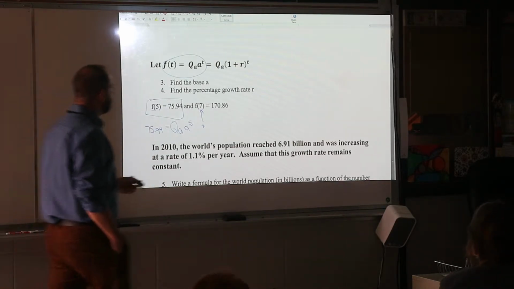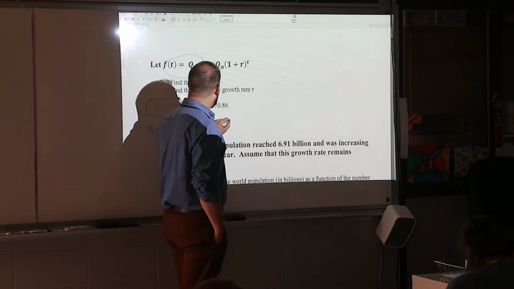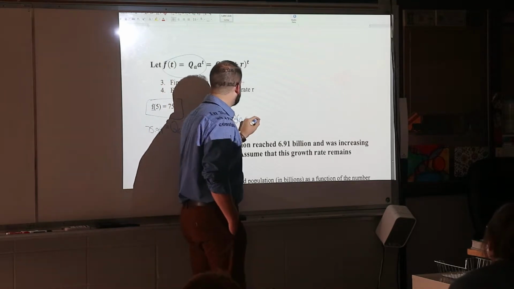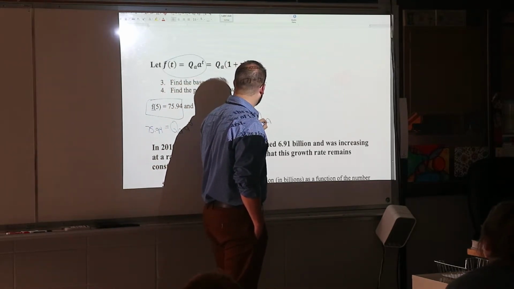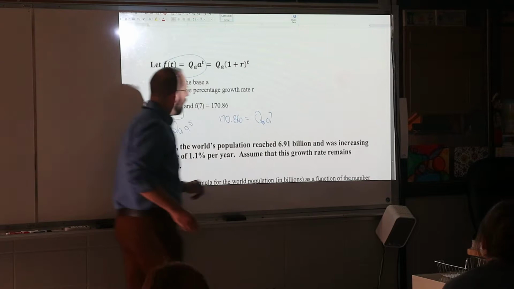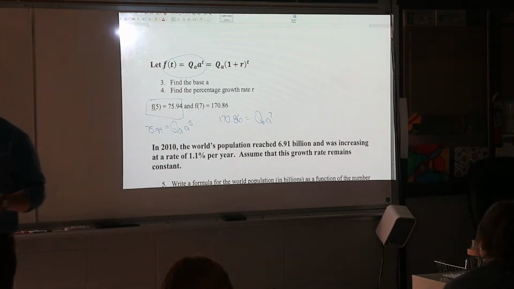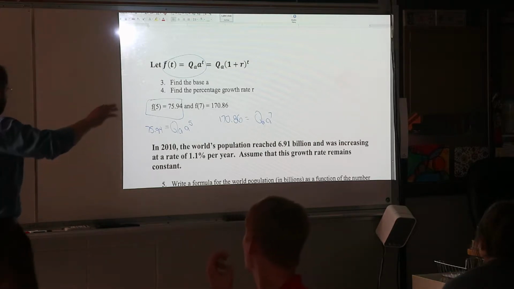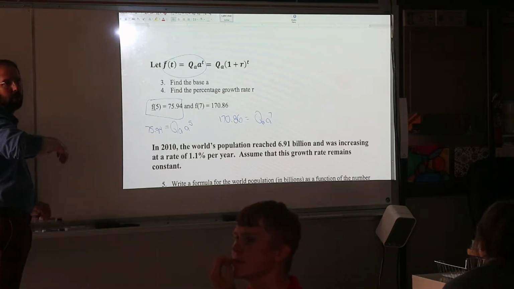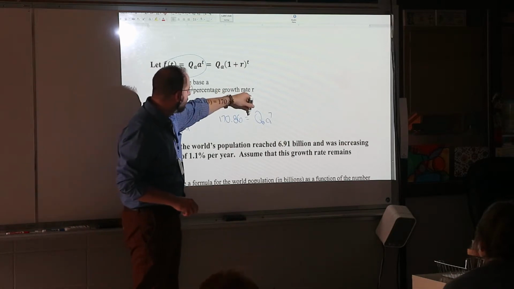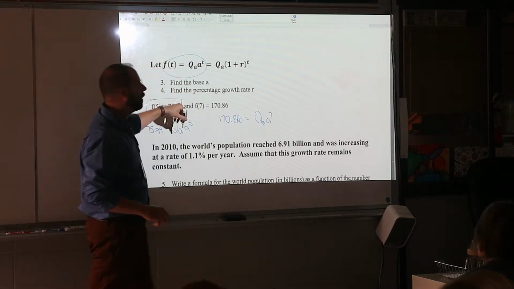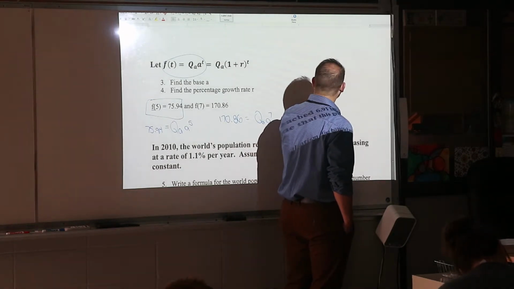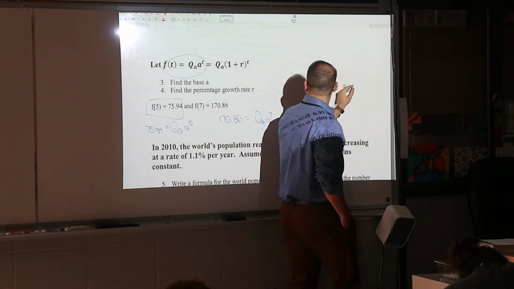The seventh year, I was getting 170.86, and this is the 7th year. The idea is that how you find the rate is you just divide them. I always take the later one, the 7th year, and divide by the initial one. So I take the later one down the road and divide by the one that happened earlier. So if I do this, 170.86 equals the base A to the 7th.